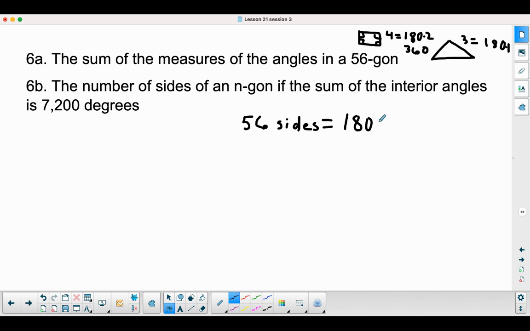times the number of sides minus 2. 56 minus 2. Then that would be 180 times 54.